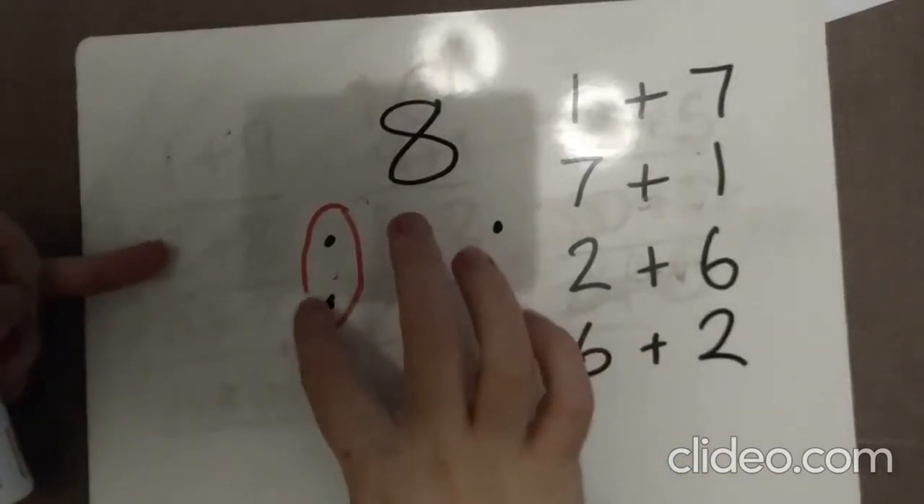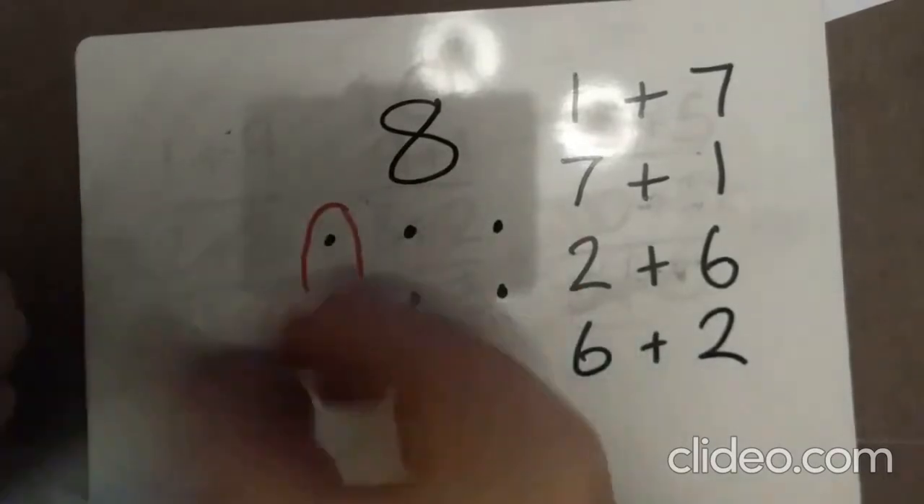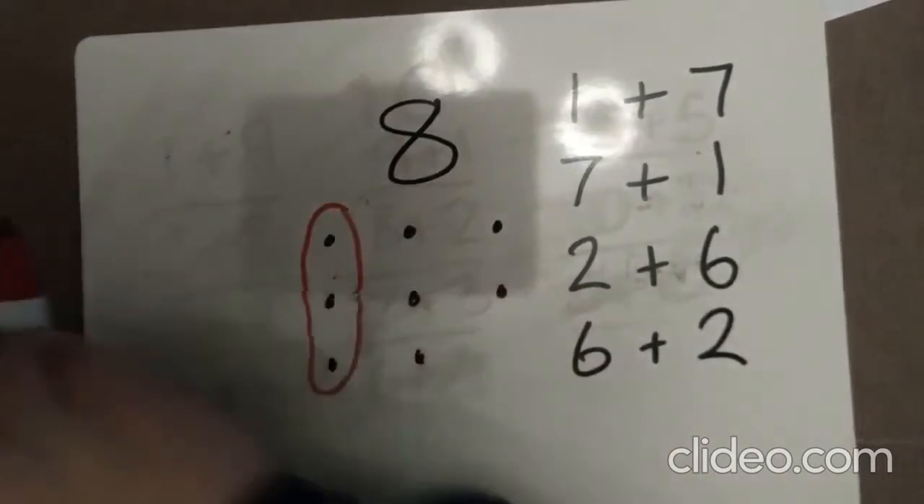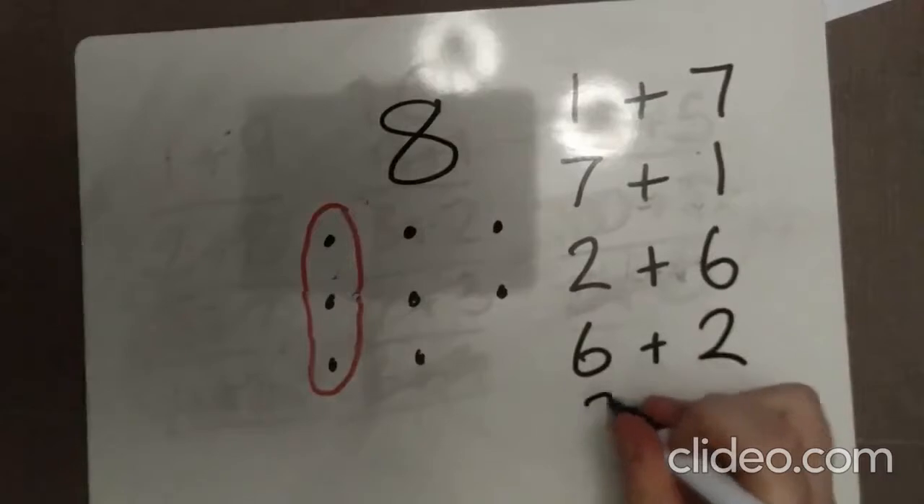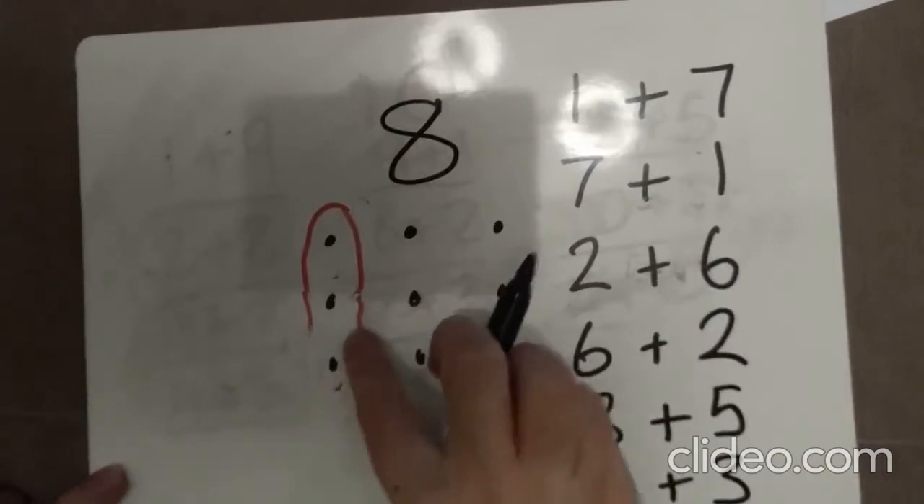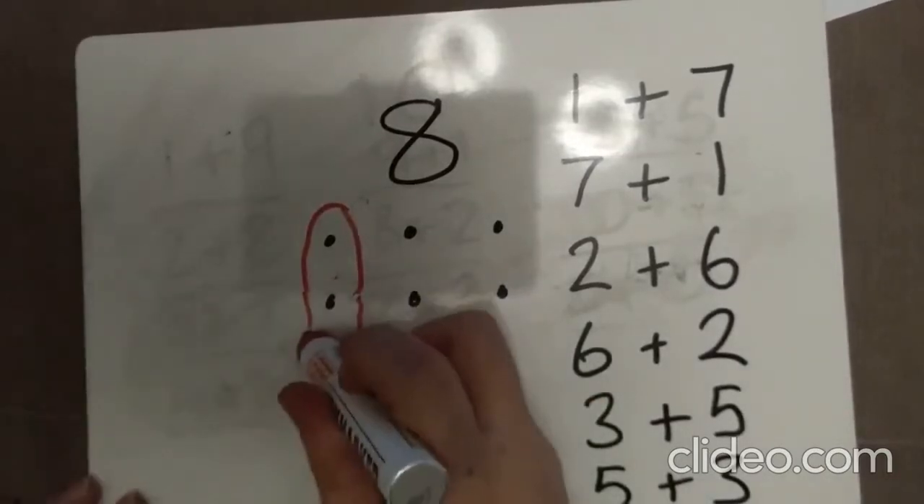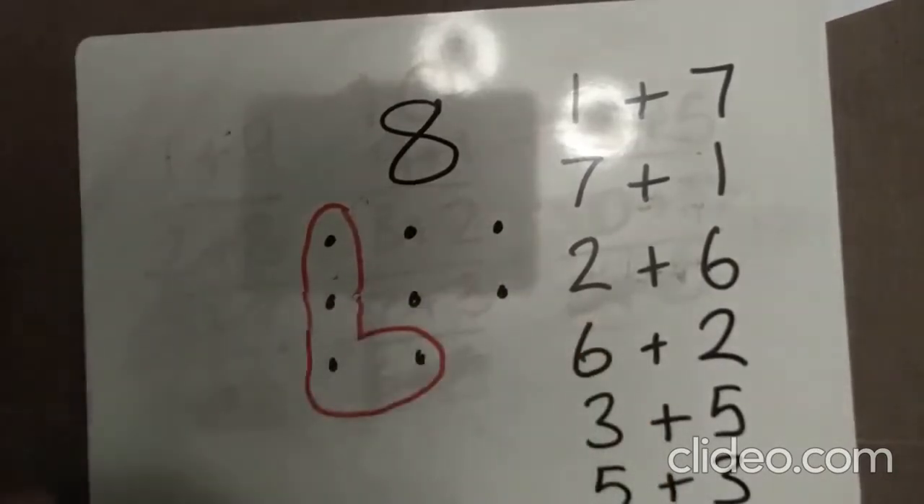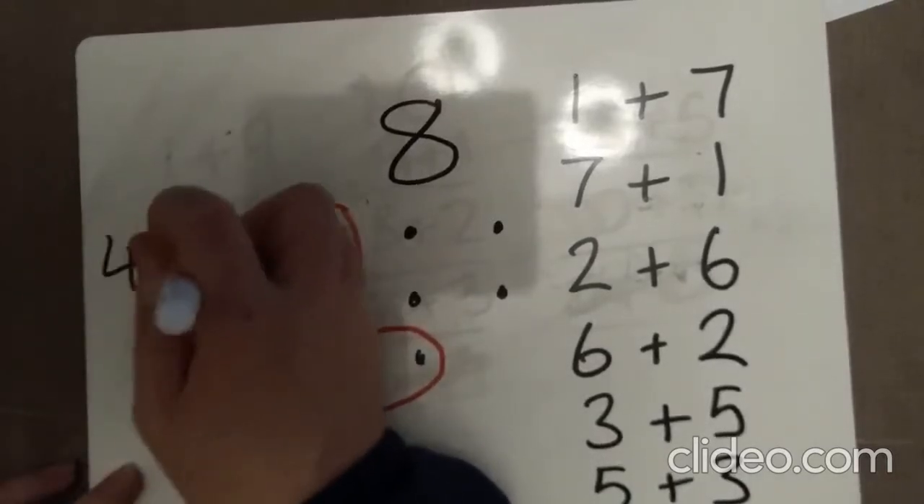So we can keep on circling our numbers, making our circle bigger. So we can have 3 and 5, and 5 and 3. And then we can circle another one into it. And we can have 4 and 4.